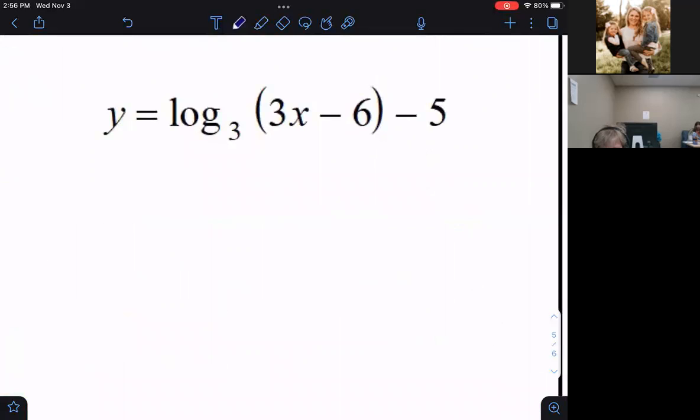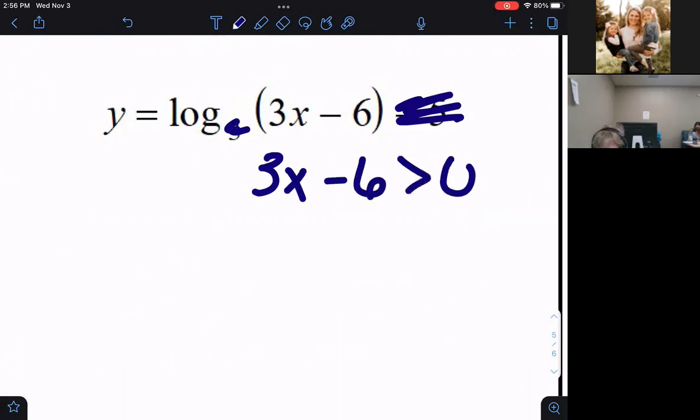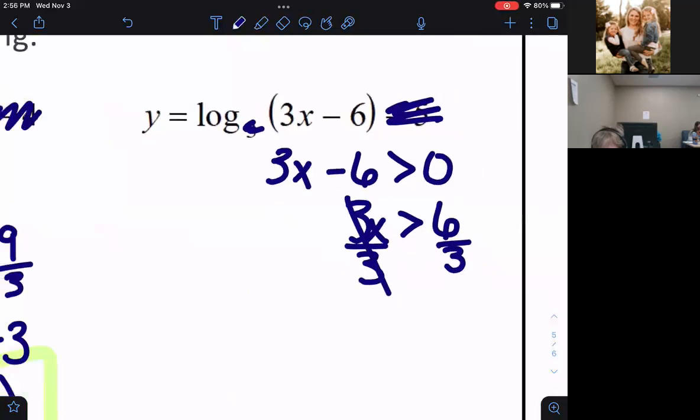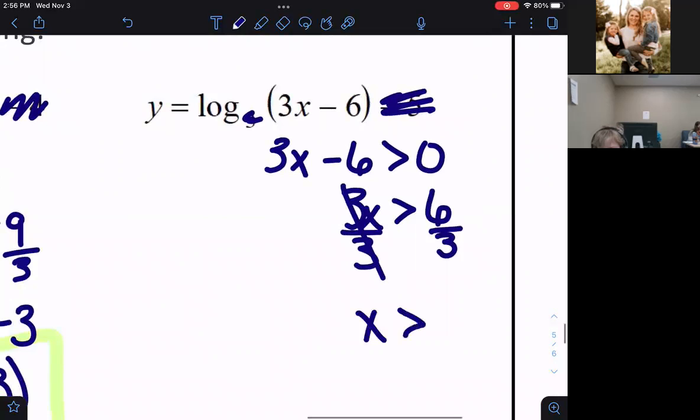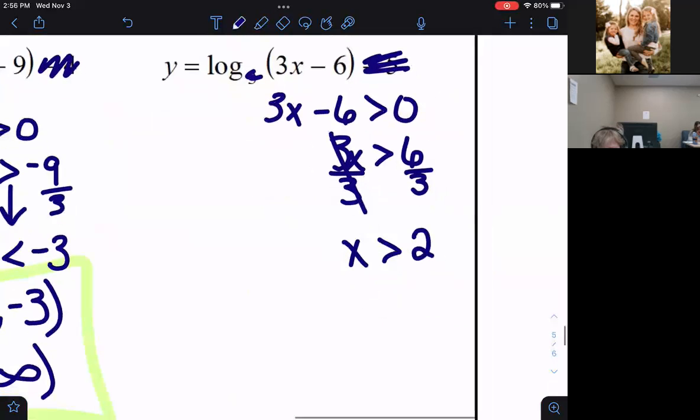One more. So again, we're ignoring the base, we're ignoring the numbers out at the end. We just care that 3x minus 6 is greater than 0. We're going to add 6 to both sides. 3x is greater than 6. Divide by 3. And x is greater than 2.